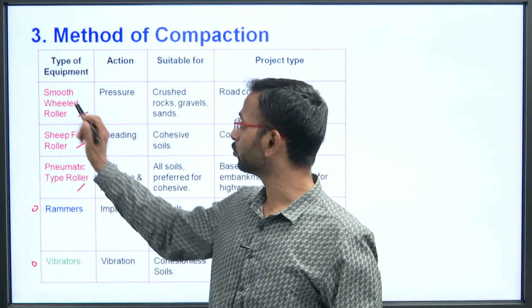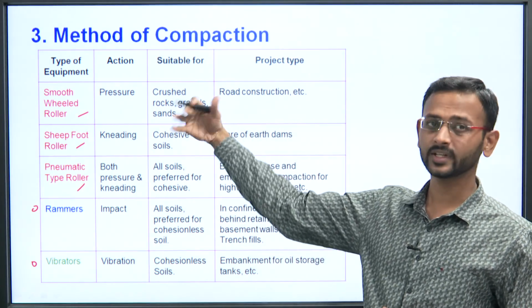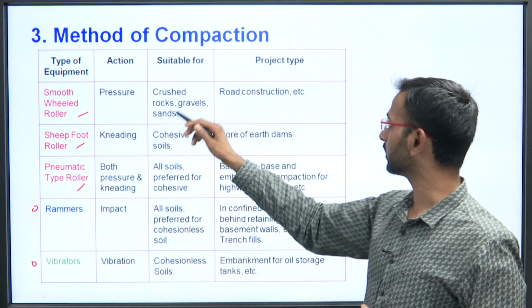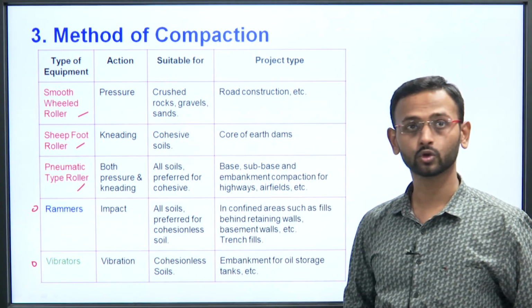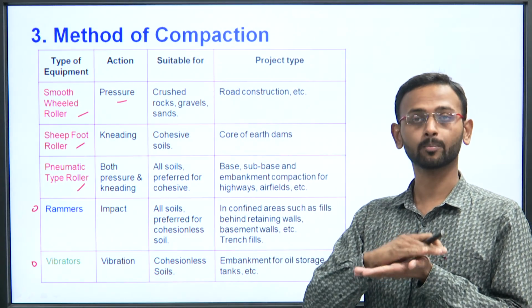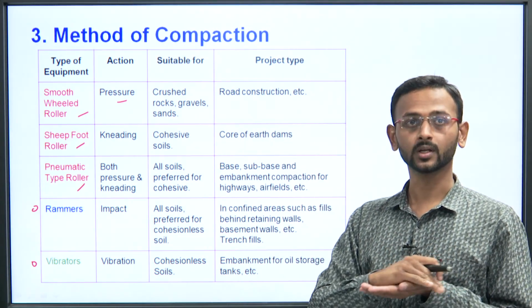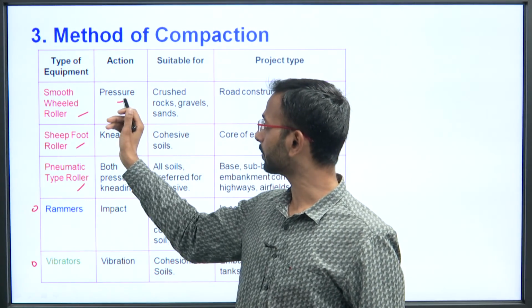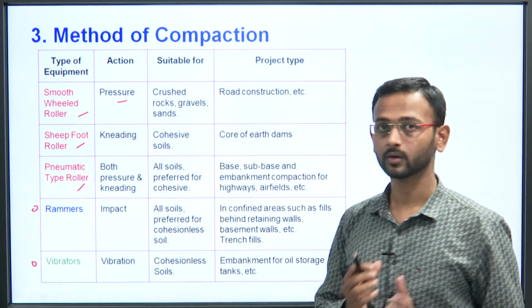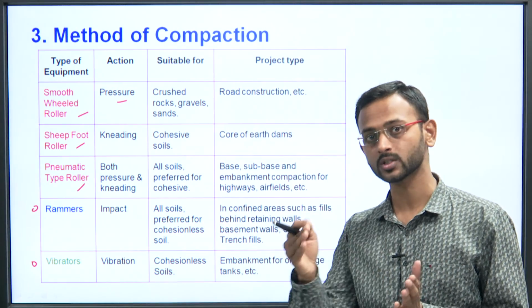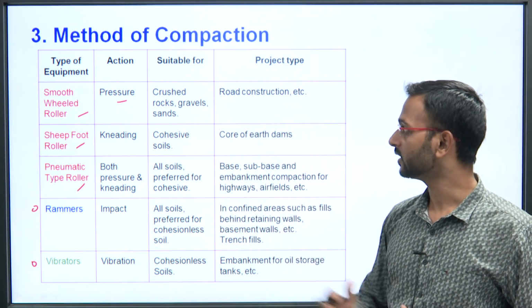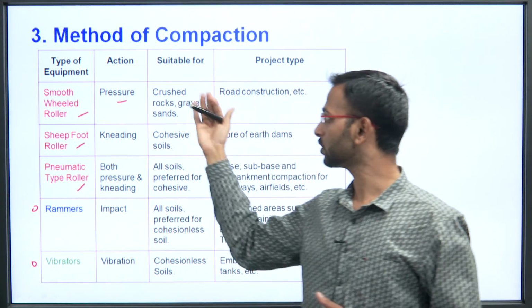See the first thing, that is the smooth wheeled roller. You have seen it in the field, like in road construction, where it is very common equipment. The action there is pressure: by the pressure action, the soil gets compacted. This type of roller is suitable for certain types of soils: crushed rock, gravels or sands, it is very much suitable.